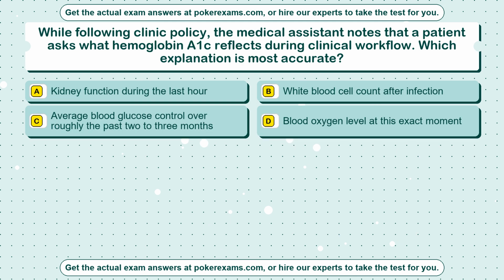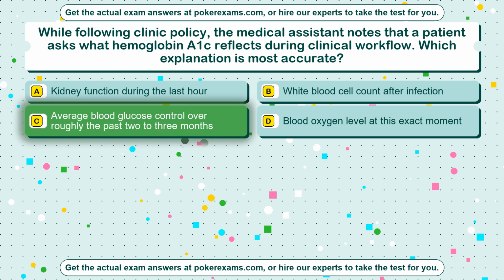Question 26. While following clinic policy, the medical assistant notes that a patient asks what hemoglobin A1C reflects during clinical workflow. Which explanation is most accurate? Option A, kidney function during the last hour. Option B, white blood cell count after infection. Option C, average blood glucose control over roughly the past 2 to 3 months. Option D, blood oxygen level at this exact moment.